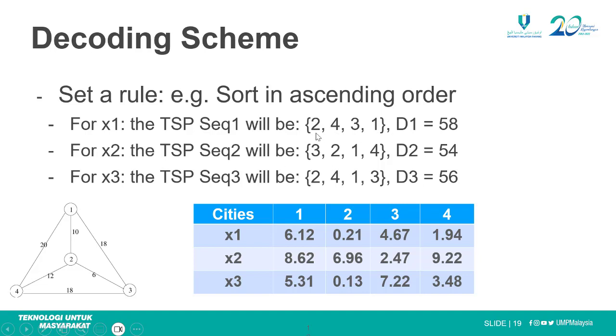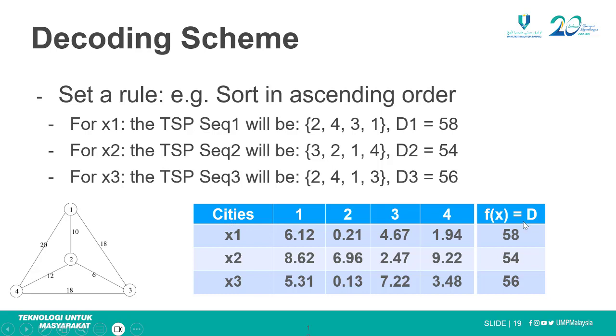Once you obtain the sequence in the permutation order, the sequence to visit the cities, you can calculate the distance. From 2 to 4 is 12, plus 4 to 3, 18, so 12 plus 18, then 3 to 1 plus 18, then finally 1 returning back to 2 is 10. Suppose the distance is 58. Then for x2, if we evaluate the sequence for s2, the total distance will be 54. For x3, sequence 3, d3 equals 56.